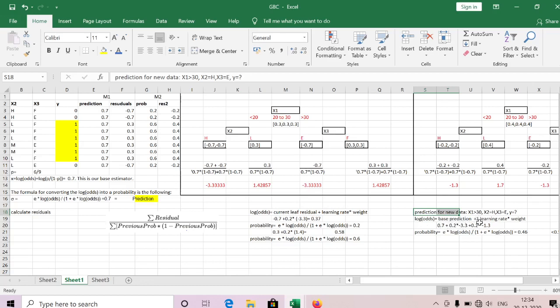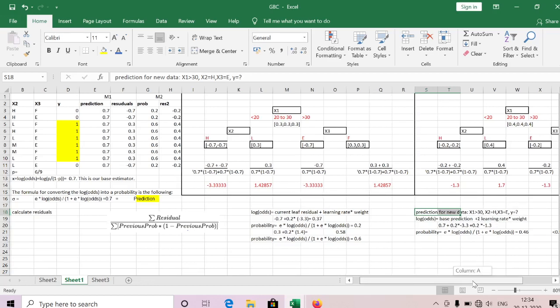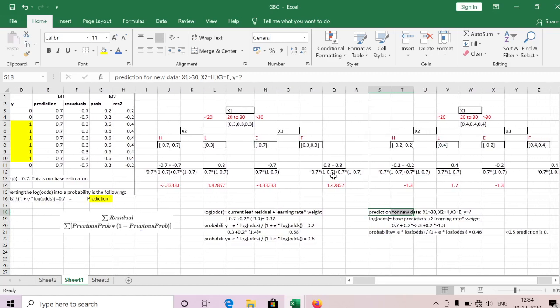For model 1 I need to sum the learning rate multiplied by the weight: 0.2 multiplied by minus 3.3. This is model 1. I got the model 1 learning rate and weight, and similarly I need to go to the next iteration sequentially. For the second iteration also, the learning rate is constant, 0.2, multiplied by minus 1.3.